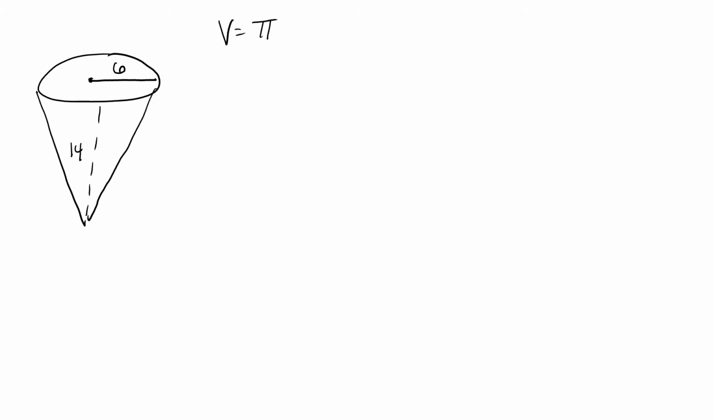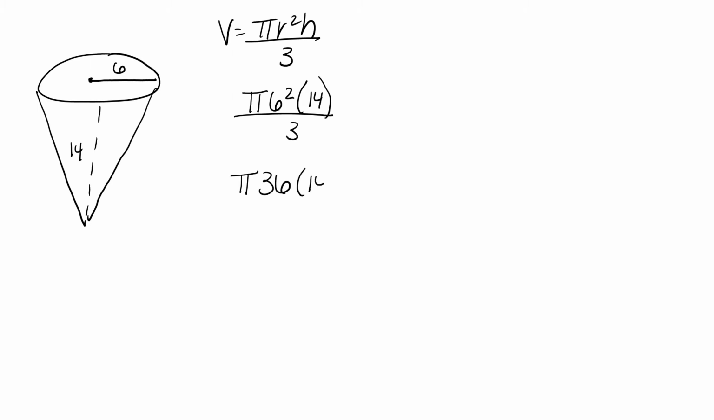For our second problem, we have a cone that has a radius of 6 and it has a height of 14. We use our formula, pi r squared h over 3. We plug in our radius 6 and our height 14. We solve the exponents first, so 6 squared is going to give us 36. We then multiply that by the height 14 to get 504. We divide that value by 3 to get 168.